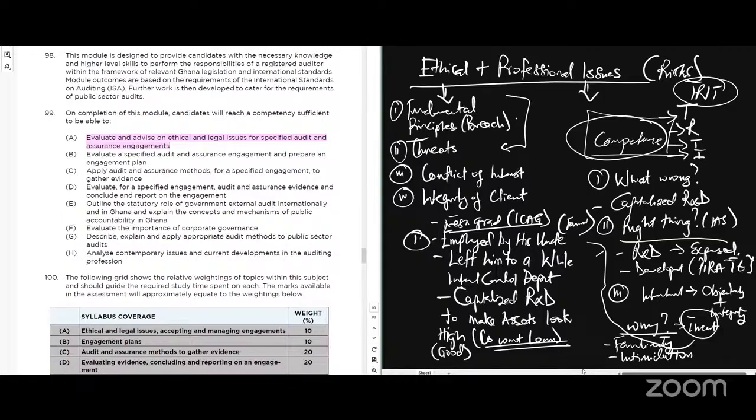Self-interest. So when you're answering questions, I see people do not usually talk about the principles that have been breached. They only talk about the threat. This one was employed by his uncle. So this one is familiarity. Are you getting it? But they don't talk about the principle. Did you get the whole idea?